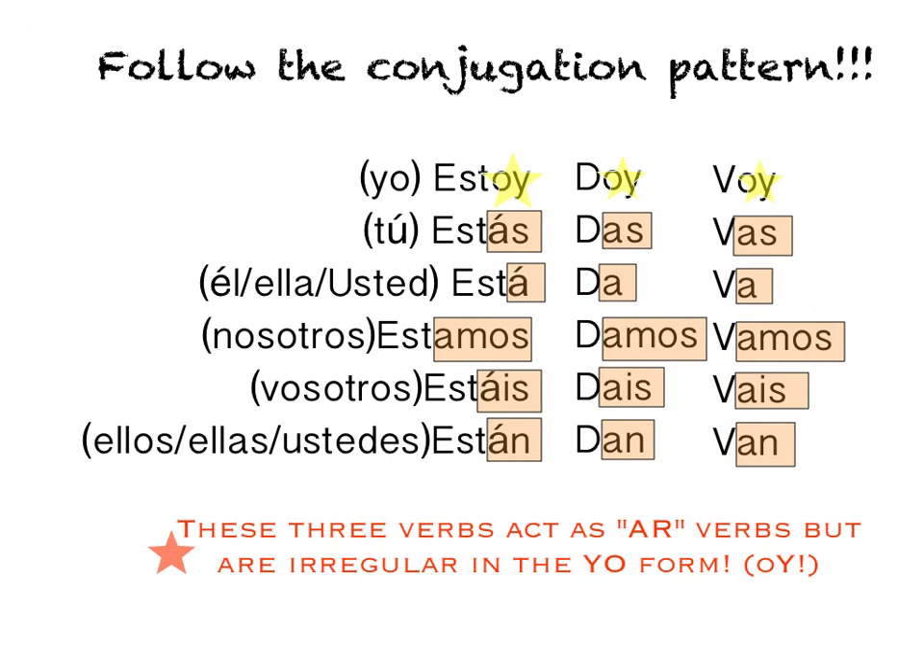And the same with doy. Doy, das, da, damos, dais, dan. And the same for ir, which is voy, vas, va, vamos, vais, van. Pretty simple, huh?